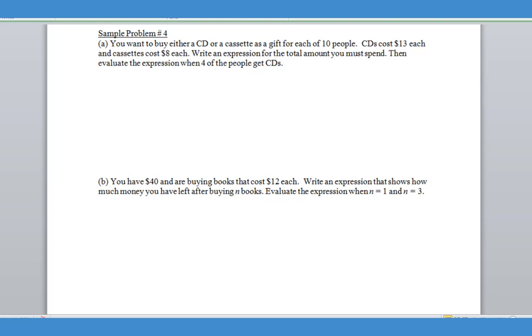To start this, the total amount that we're going to spend is the total number of CDs that we buy plus the total number of cassettes that we buy. Now, notice we weren't asked to write an equation which would equal the total amount. We want to write the expression. So there's not an equal sign in an expression.